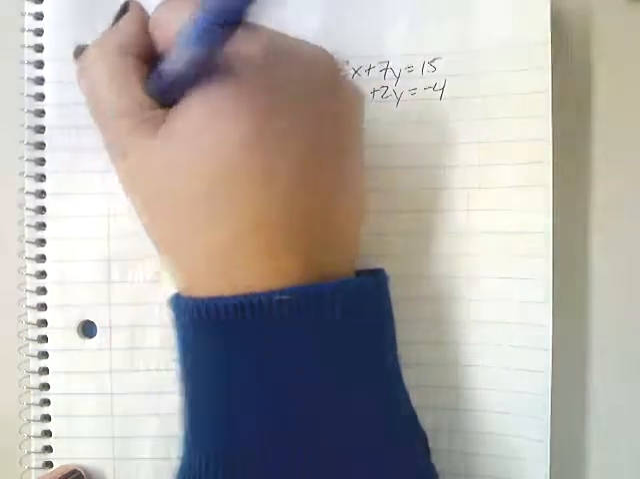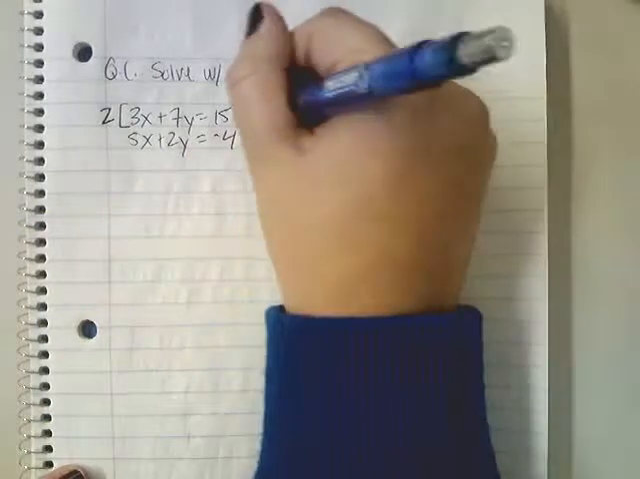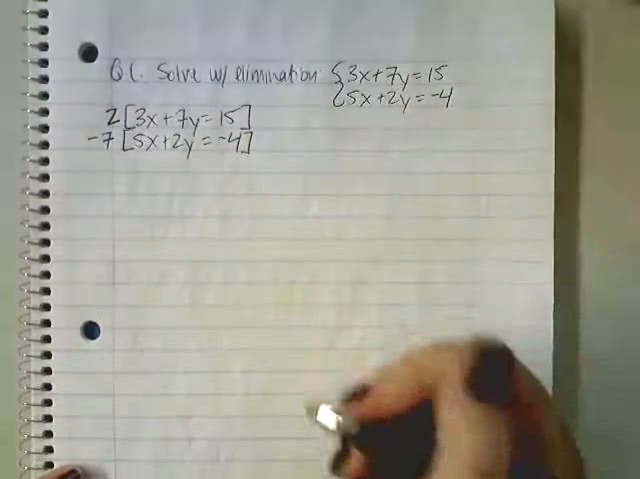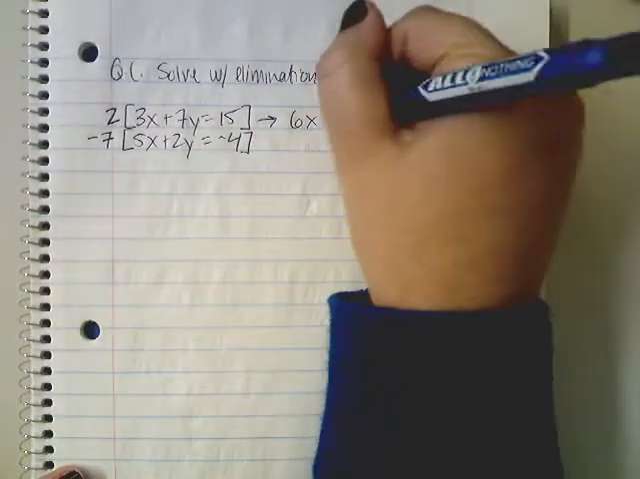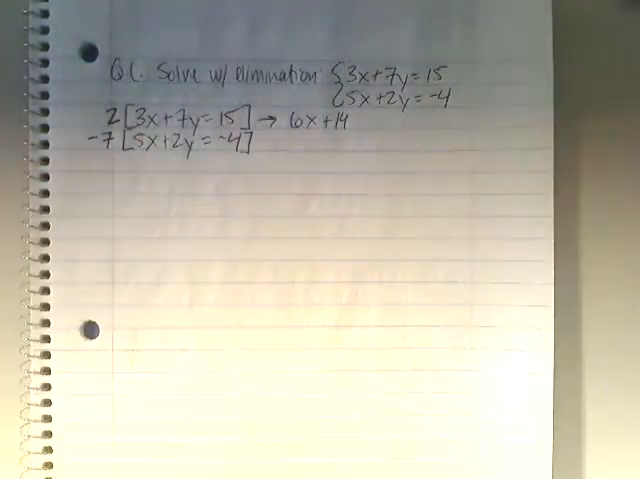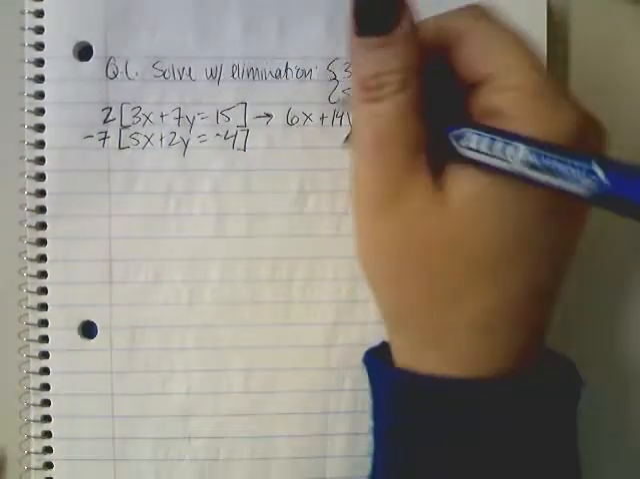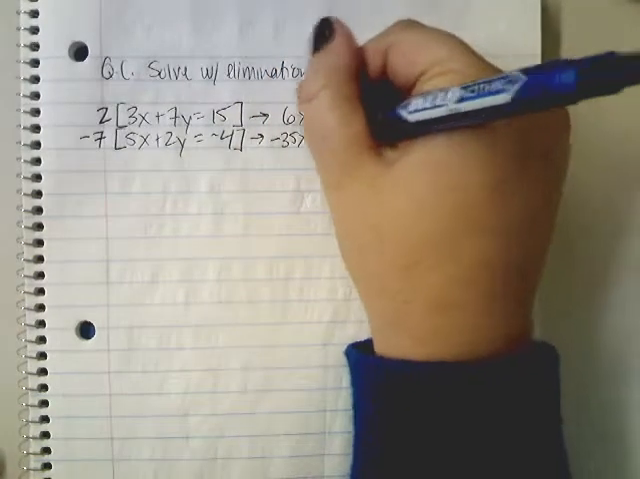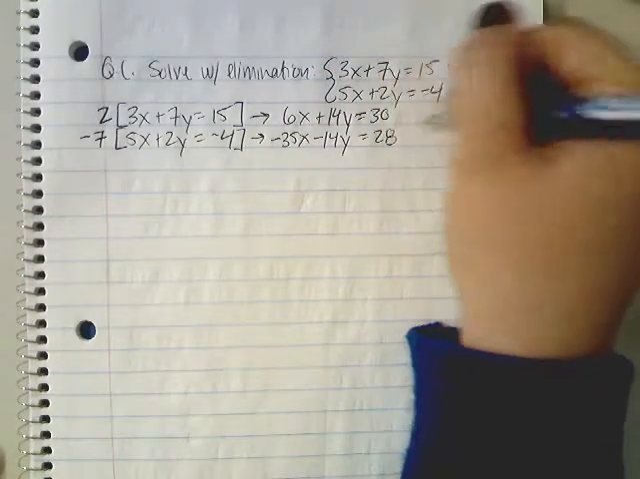And I'm going to multiply my first equation by 2. So I'm going to change this. I'm going to multiply it by 2, and this one, to cancel out my y's, I would have to multiply by -7. So I'm multiplying my second equation by -7. So when I do that, I get 6x plus 14y equals 30. And for my second equation, when I multiply it, I get -35x minus 14y equals positive 28.